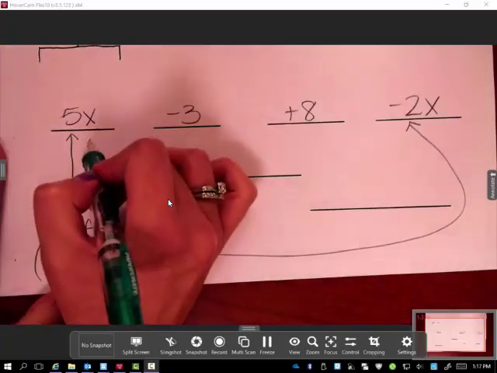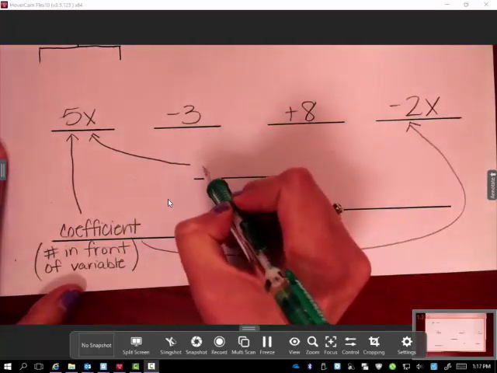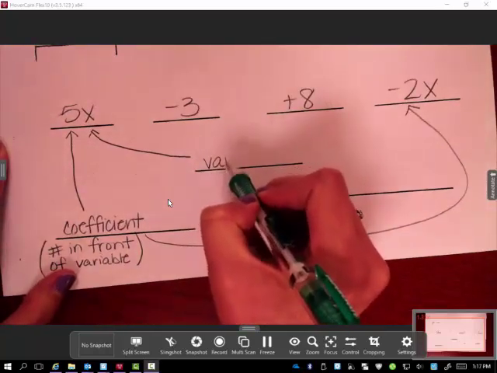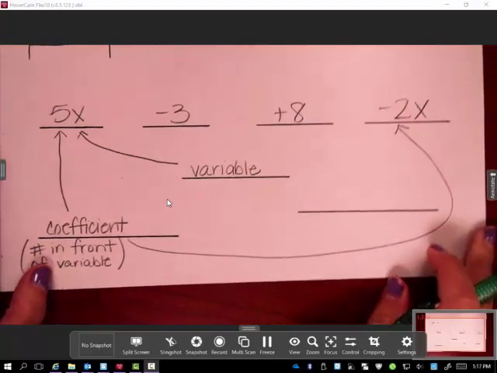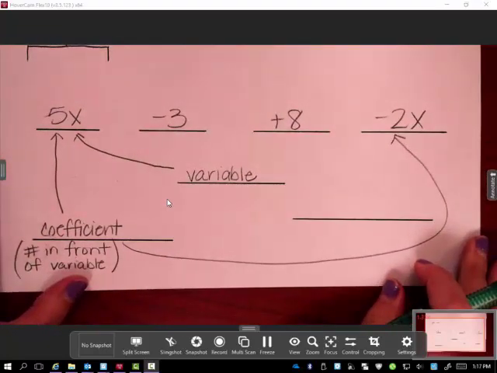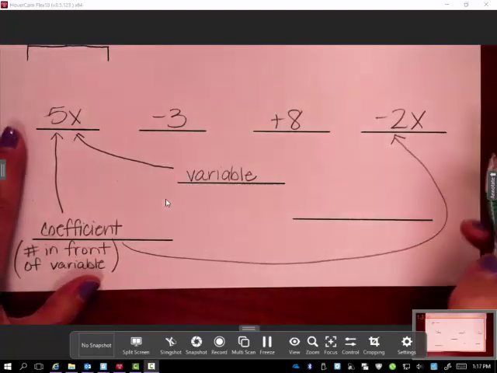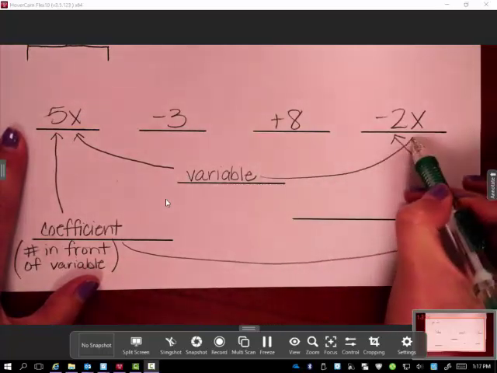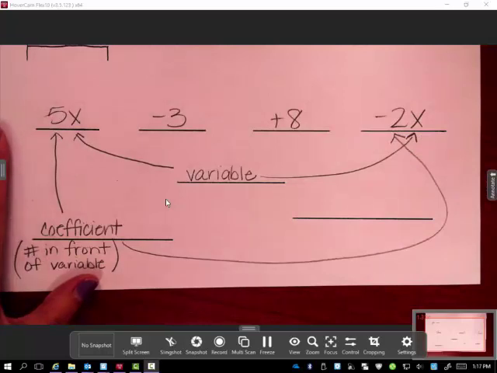Okay, what is this thing called right here? That's a variable. Do I have another variable? Where is it? Behind the -2. Make sure that arrow is clearly pointing at the x, not at the -2, not in between them, but at the x.